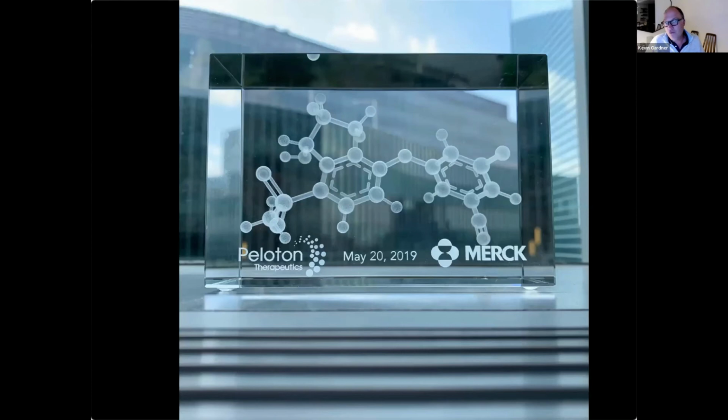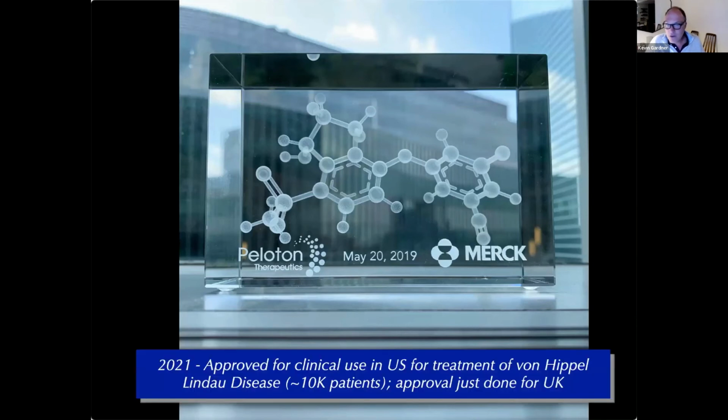Peloton Therapeutics made not one, but two clinical candidates for compounds that would go into that cavity, reshape it, and shut the protein down. Merck bought Peloton in May of 2019, continuing what were then phase 2 clinical trials and beginning phase 3s. And in 2021, this compound, which is now known as belzutifan, was approved for clinical use in the United States for treatment of people who have one of those genetic disorders called von Hippel-Lindau disease, where they're making HIF all the time, regardless of oxygen status. It's about 10,000 patients in the US.